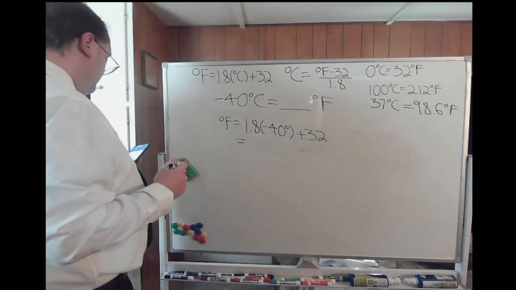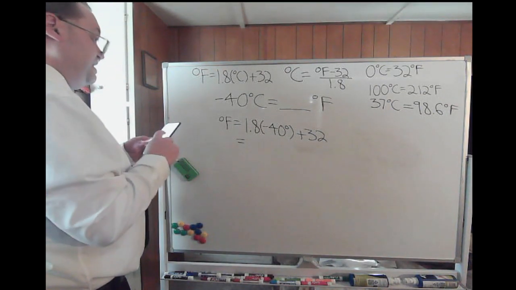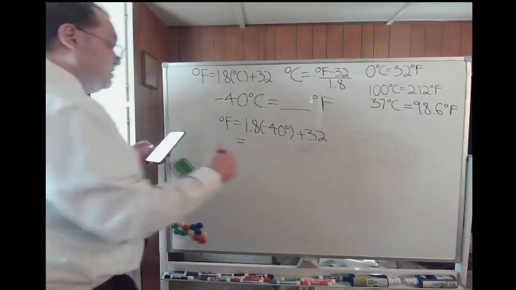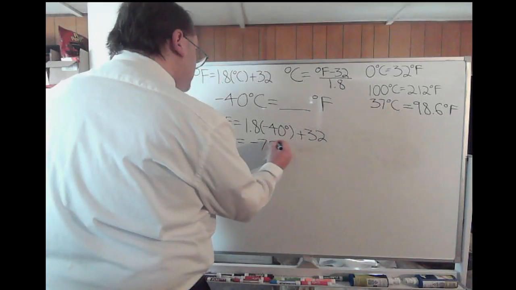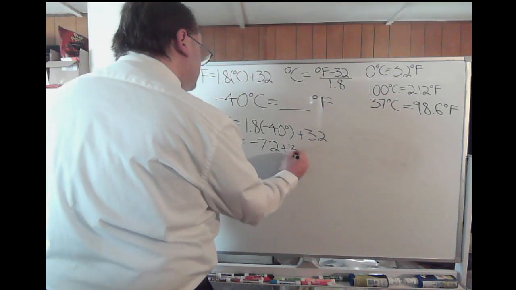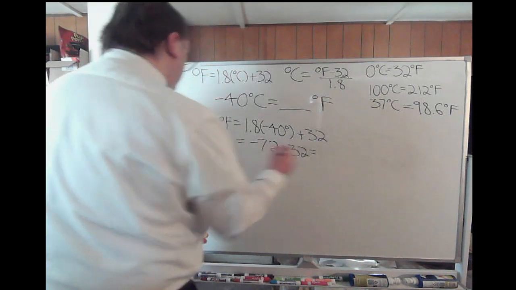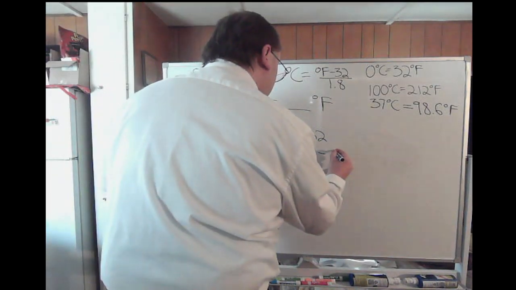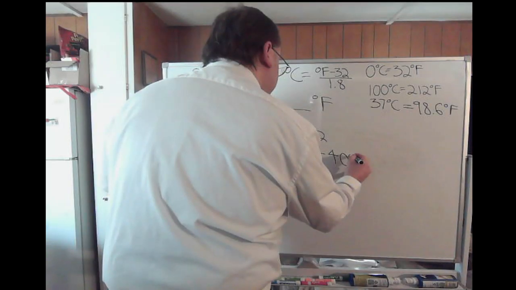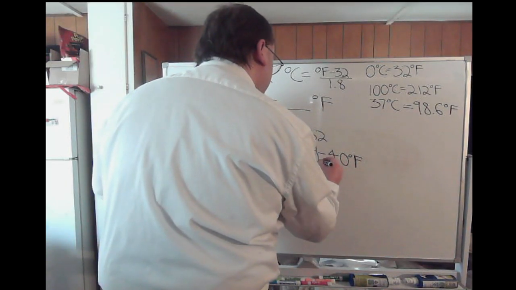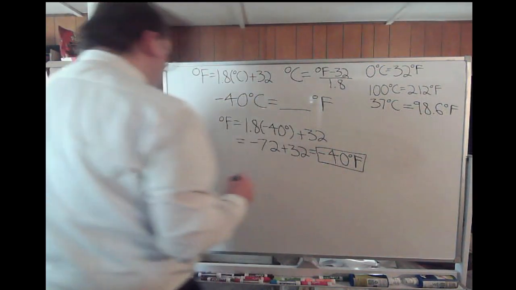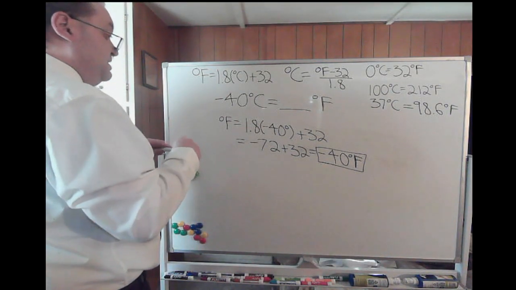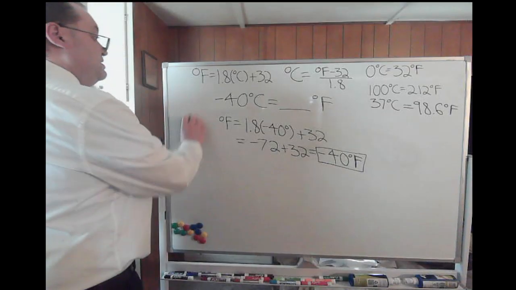We'll have 1.8 times negative 40, which would be negative 72 plus 32. So if we put that into our calculator, you would get negative 40. That's how that works. Negative 40 Fahrenheit. So that proves on both ends that negative 40 is where they meet.